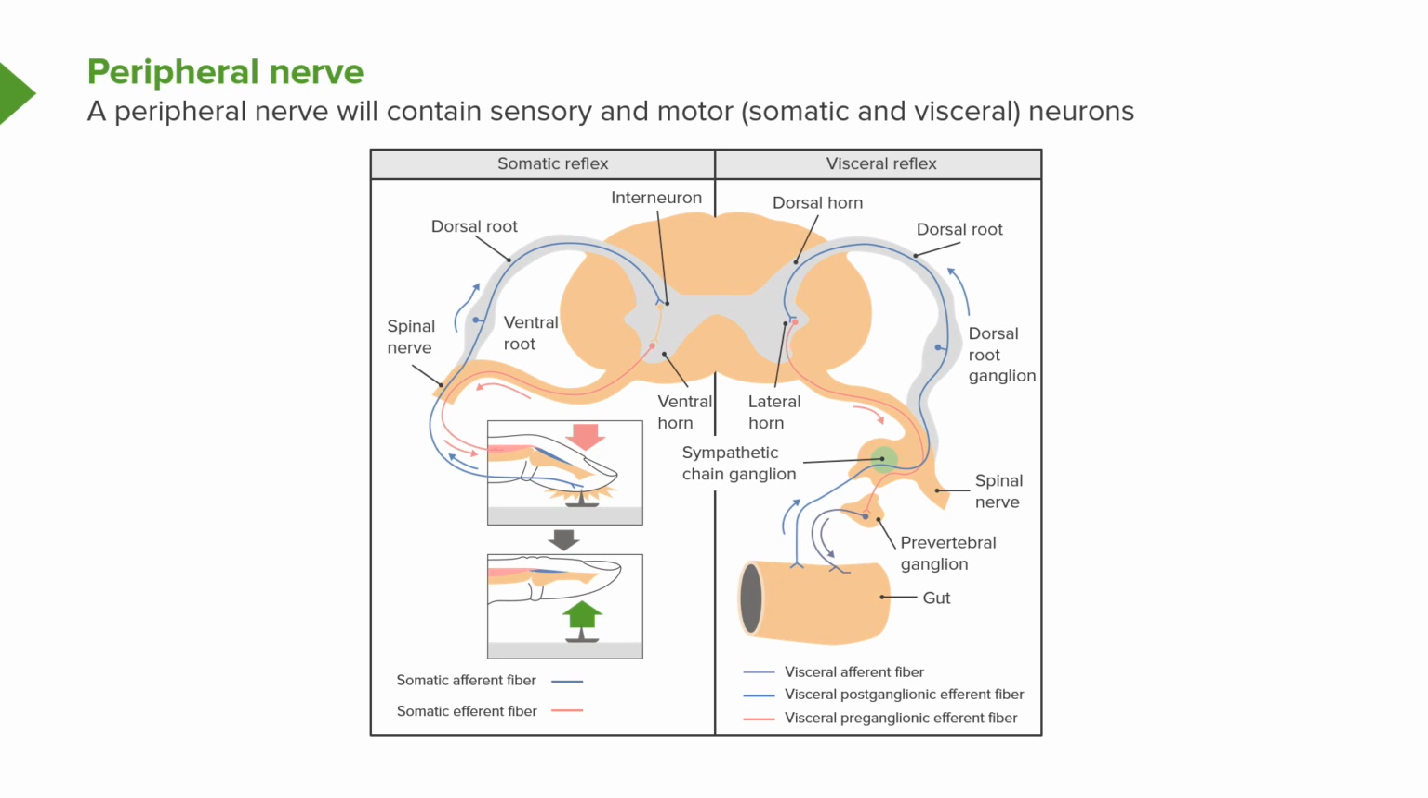The ventral horn contains the cell body of a motor neuron that is going to pass out through the ventral root and form the spinal nerve. In the dorsal horn and in the dorsal root are axons projecting into the central nervous system from sensory neurons. And the cell body of these sensory neurons are located in the dorsal root ganglion. Now that cell body also has an axon that projects out through the spinal nerve to the periphery.